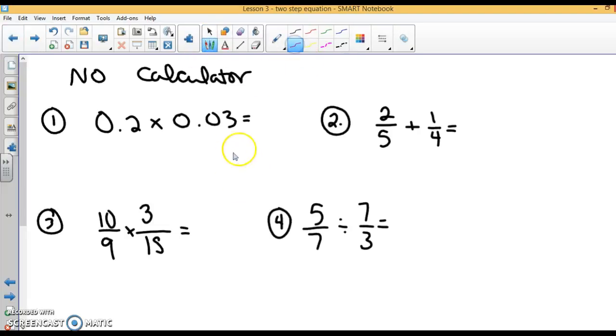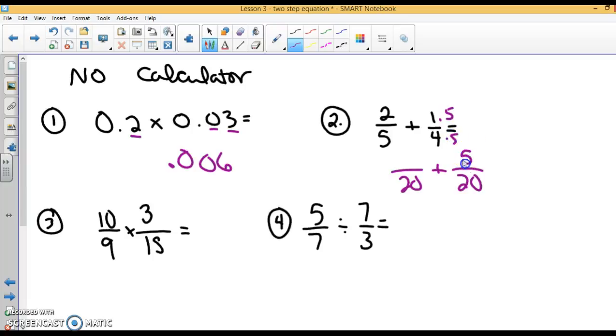All right, multiplying decimals. 2 times 3 is 6, and we've got 1, 2, 3 decimal places. Adding fractions, you need to find the common denominator. Common denominator here is going to be 20. I need to multiply 1/4 by 5, so 5/20ths. And I need to multiply this by 4, so 8/20ths. When I add, I get 13/20ths.